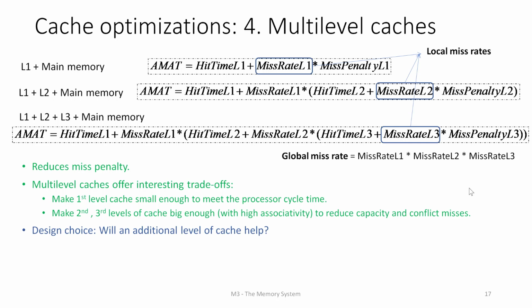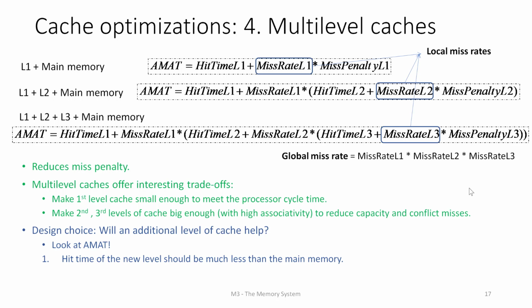Now here is a design question. We have 3 levels of cache. If the question is, can I add another level of cache, will it help me? So if we want to add a fourth level of cache and want to understand whether it would help us or not, we would need to expand the AMAT equation again. Only if the overall AMAT gets reduced, then L4 would help us.